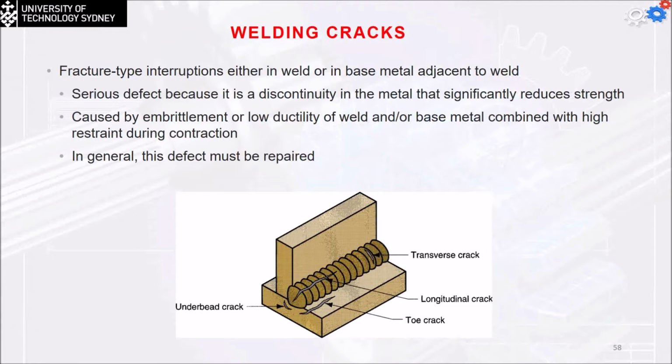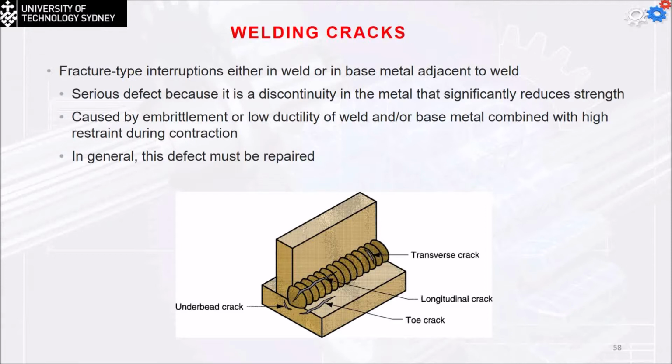For cavities, we have two types. Either we have porosity, where we have some voids within the weld material because some gases were trapped during the solidification process. Or we can have the shrinkage void, a cavity formed by shrinking during the solidification process. It's getting smaller and leaves some cavities.